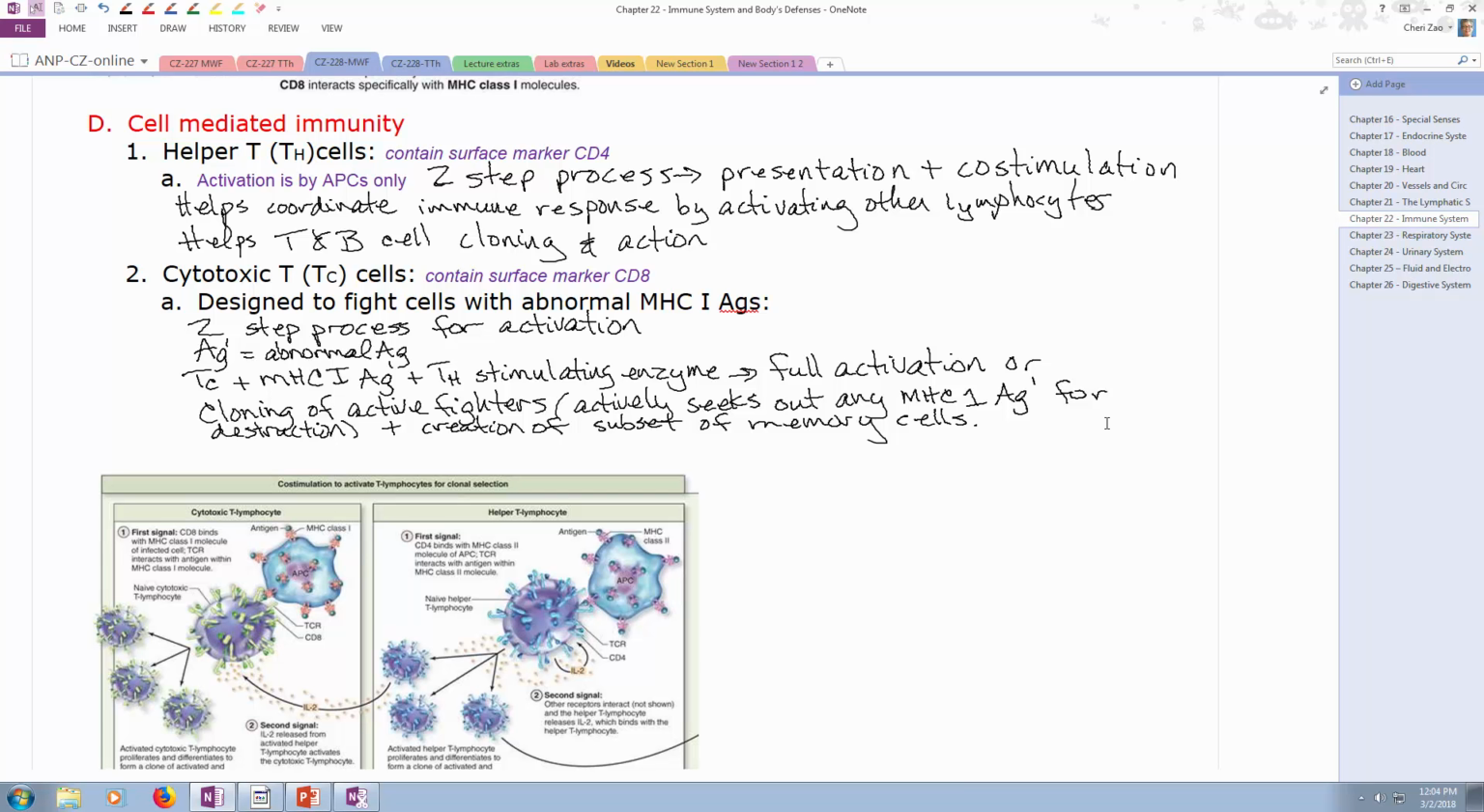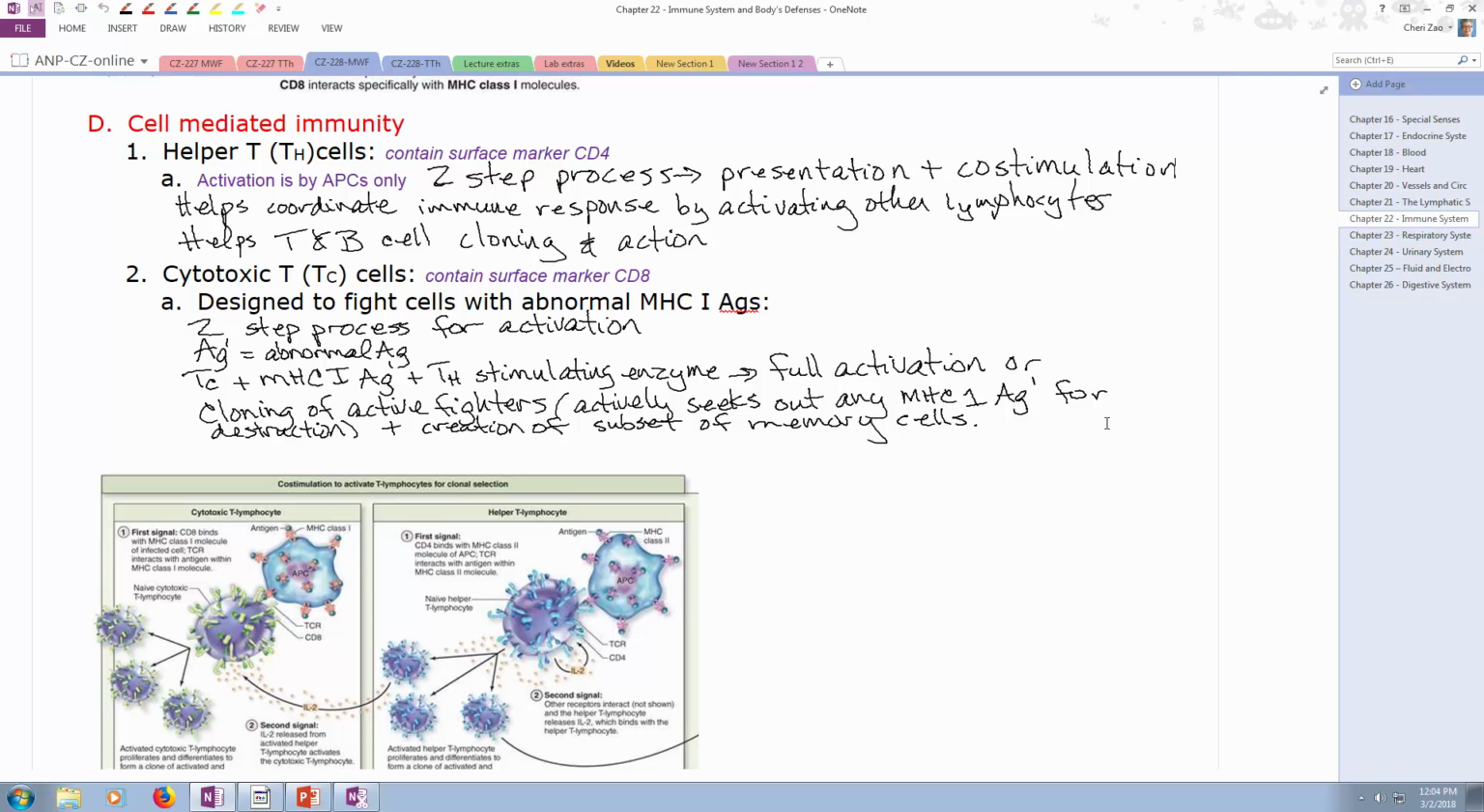Liken this to a car. Okay, you want to go somewhere. What do you do? You get in the car, you put the key in, and you turn the car on. That's step one. If you want to go someplace, you have to do more than that. Step two is putting it into gear. So you have to understand that full activation is a two-step process. And when they are fully activated, they will clone and then do their job.